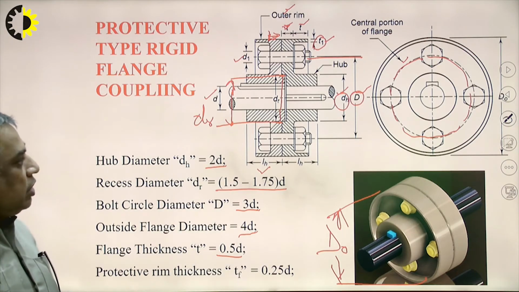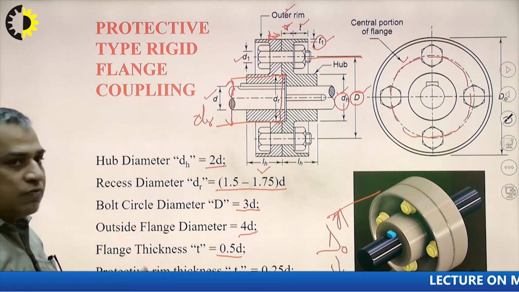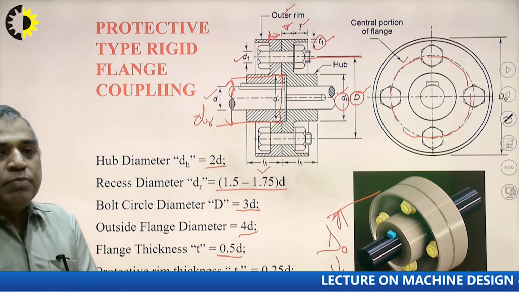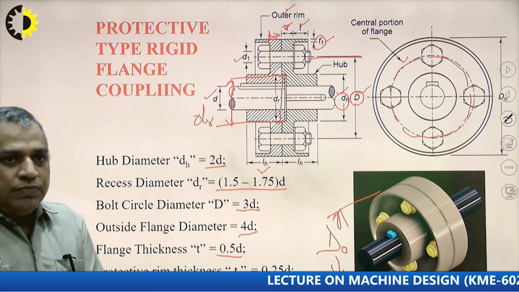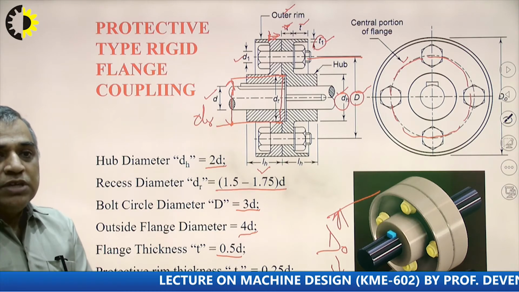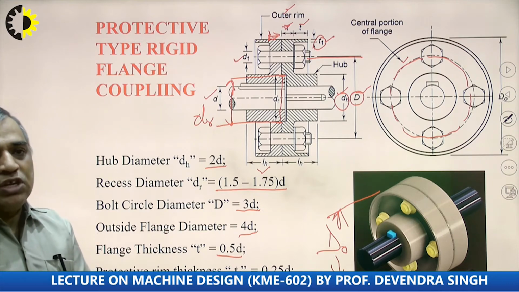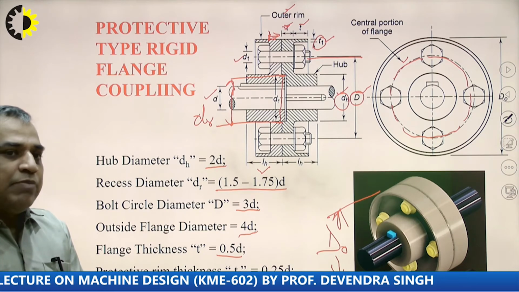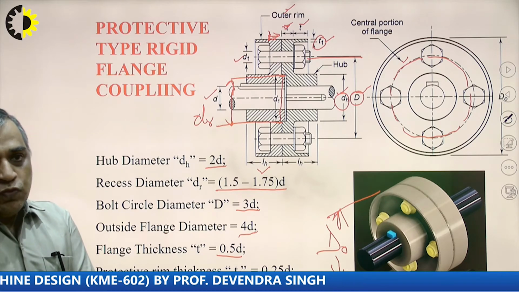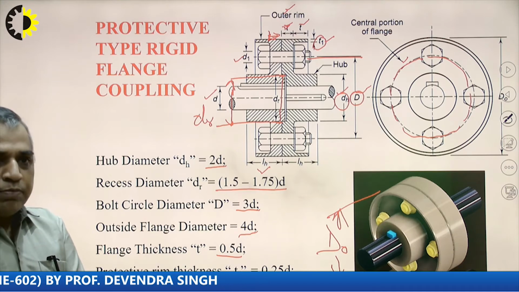So all dimensions of the flange coupling in proportion to the shaft have been mentioned here, and it is based on our previous experience. If the material we are using is cast iron, then these dimensions will be successful for a given diameter of the shaft. This is called the empirical design.